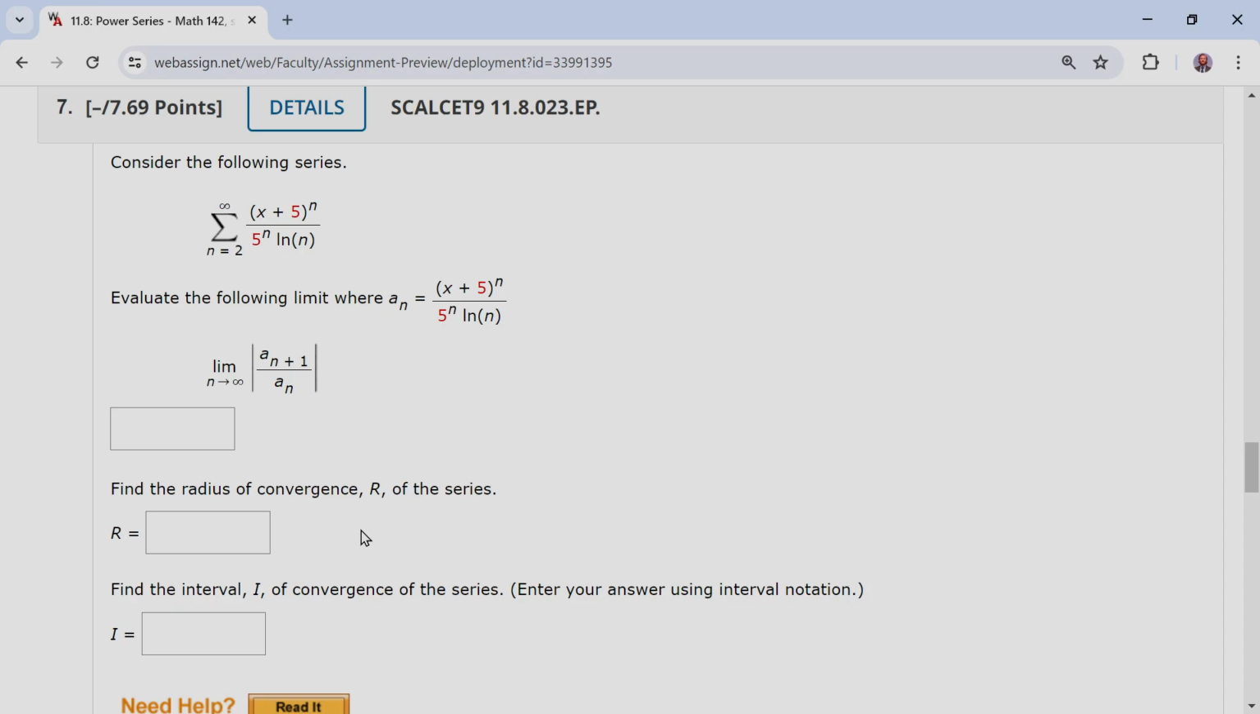Our center is at x equals -5. And so you put that all together, and your interval is going to extend from -10 to 0. We'll have to plug in x equals -10 to see what happens. There you'll get an alternating series, which will converge.